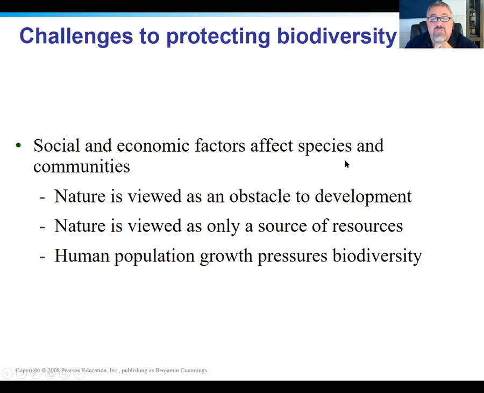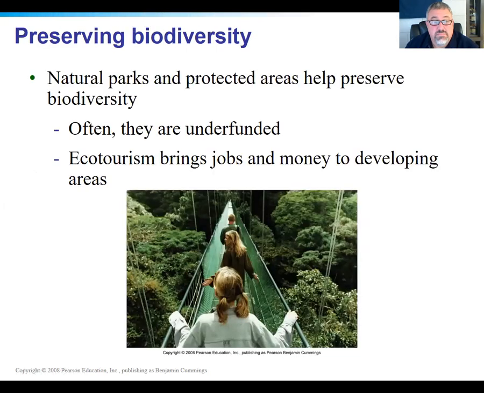Nature needs to be viewed in a positive light. In other words, we cannot continue to have development overtake nature. We can't bulldoze our way out of this. When we look at resources, if we have it, we either grow it or we mine it. And so we need to protect our resources because even the renewable ones can become non-renewable. Human population growth is the greatest pressure on all biodiversity, and we are growing very quickly. It is imperative that we protect natural areas and find ways to preserve our biodiversity. The problem is, often they're underfunded.